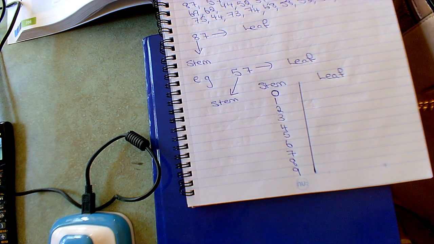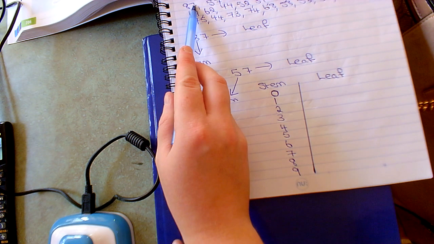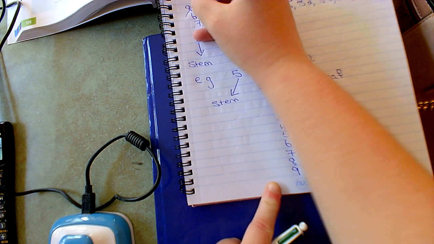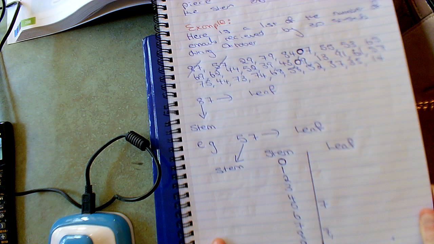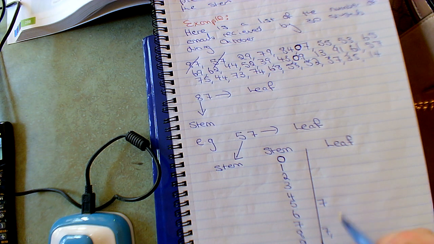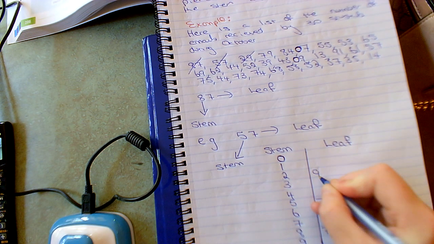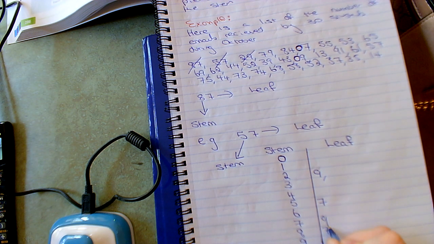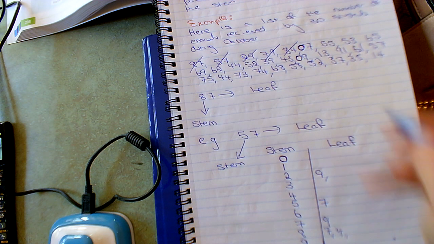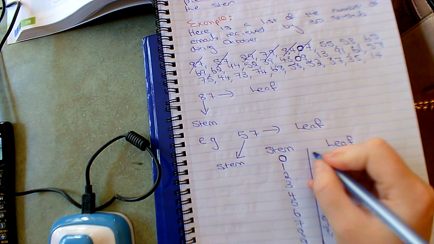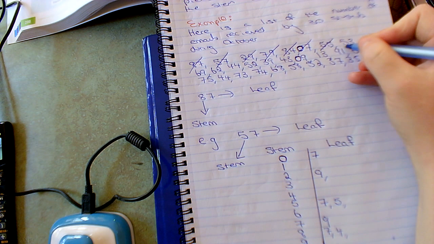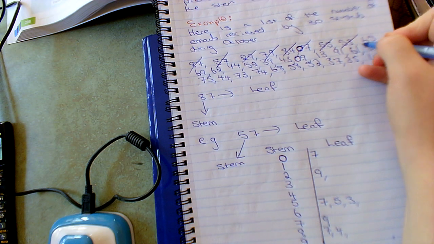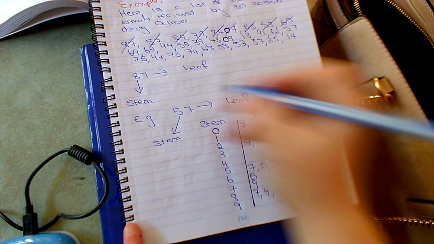Now I'm going to put in each piece of data as its leaf. For 87, my stem is going to be 8, my leaf is going to be 7. So I'll write 7 here. Cross that off. 57, my stem is 5, my leaf is 7. Cross it off. For 29, my stem is 2, my leaf is 9. Next one is 79, so 7, 9. Next one is 84, so 8, 4. Next one is 7, so stem 0, leaf 7. Next one is 55, so 5, 5. Next one is 53, so my stem is 5, my leaf is 3. Next one is 65, my stem is 6, my leaf is 5. My next one is 69, so 6, 9.